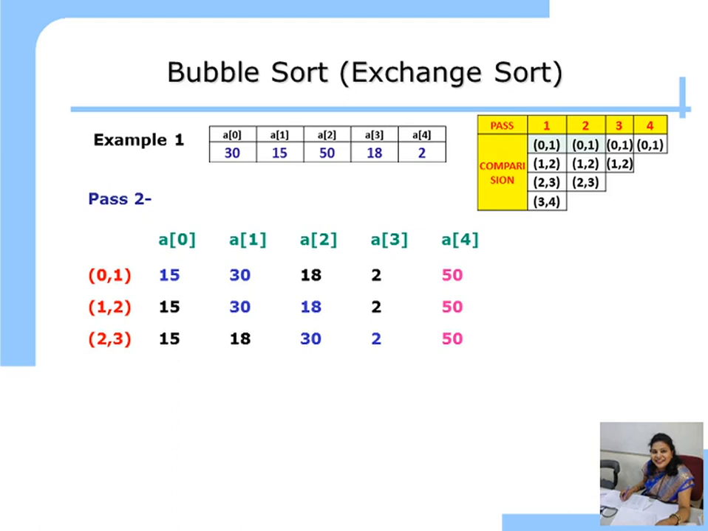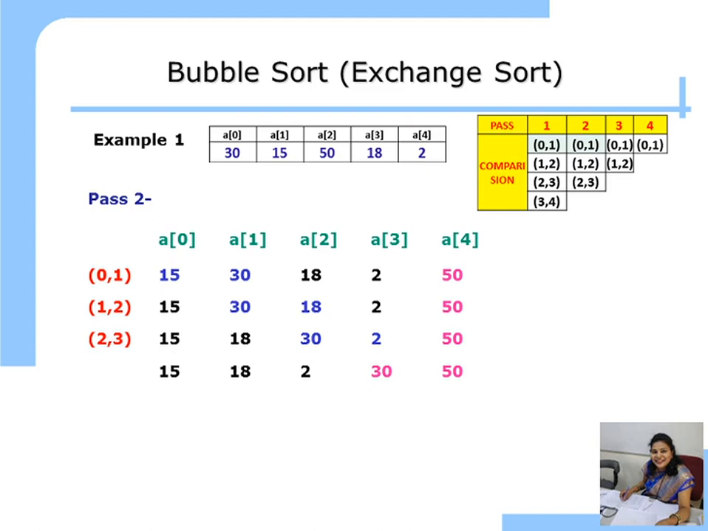Now we are going to do the third comparison, between the second element and third element. Which element is present at the second location? It is 30. Which element is present at the third location? It is 2. Is 30 greater than 2? Yes. So we are going to swap the elements 30 and 2. So what will be the output? 15, 18, 2, 30, 50. Since all the 3 comparisons of pass 2 are over, this is the end of pass 2.